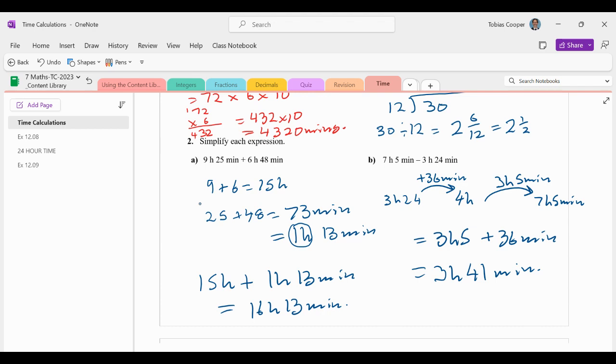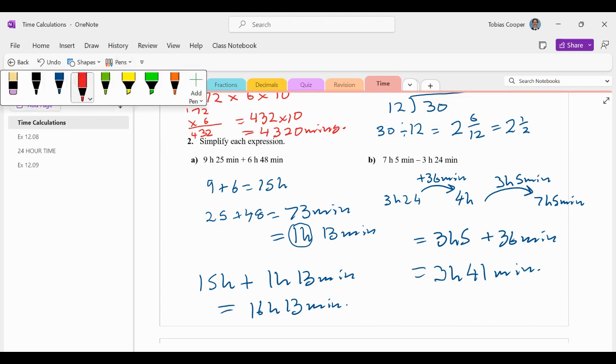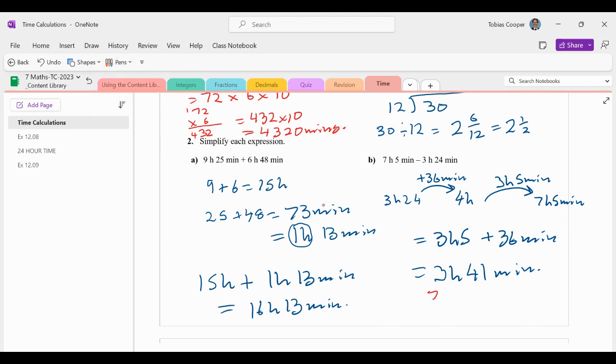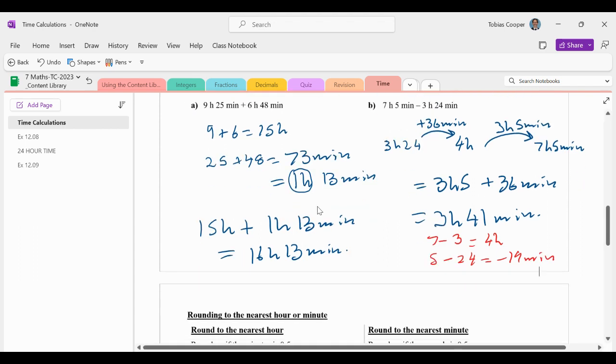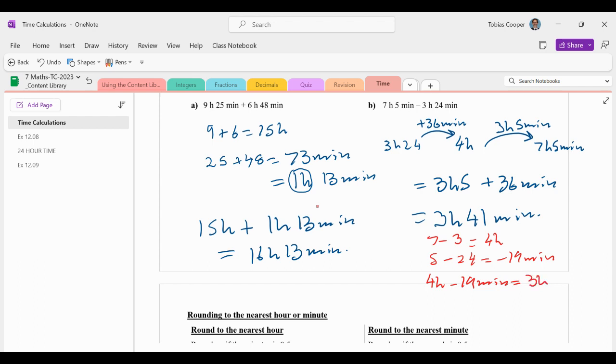Okay, now there's other ways you can do those questions. You could have gone 7 minus 3 is 4. You could have gone 5 minus 24 is equal to minus 19. And this is hours, obviously, and this is minutes. And then you could have gone 4 hours minus 19 minutes equals 3 hours 41 minutes.